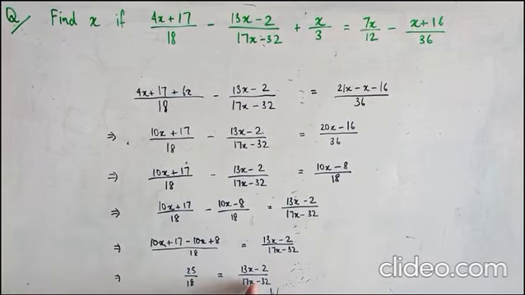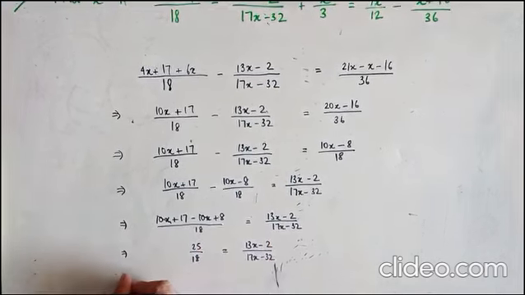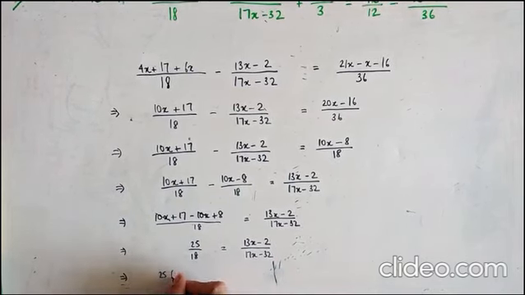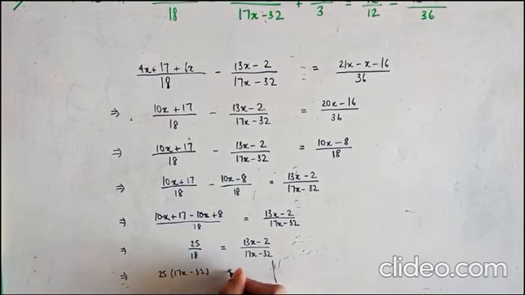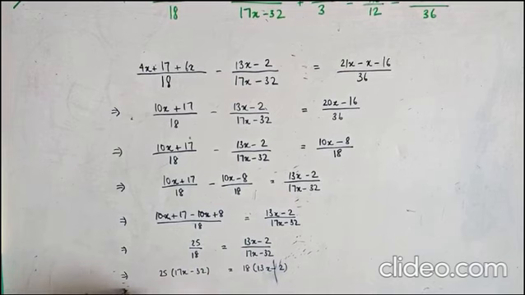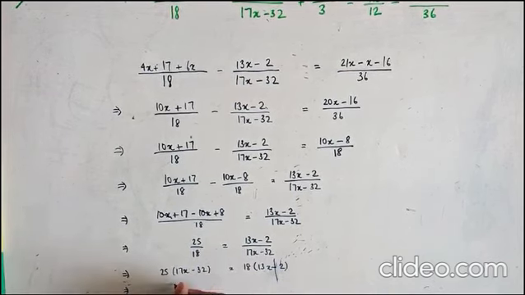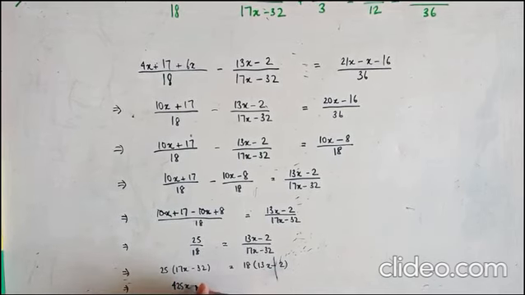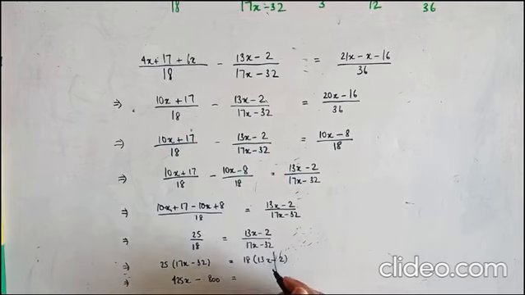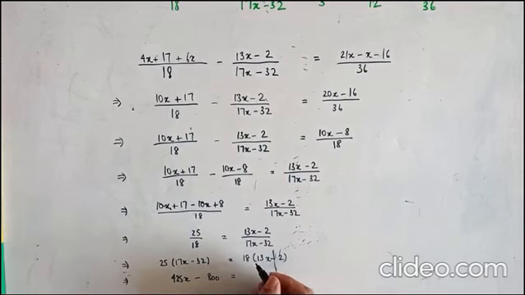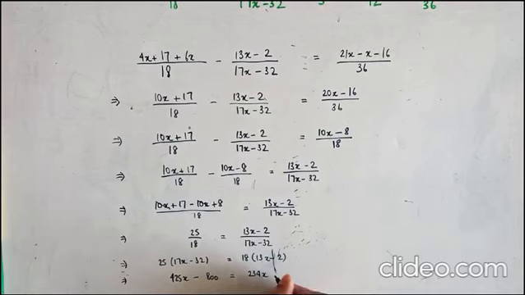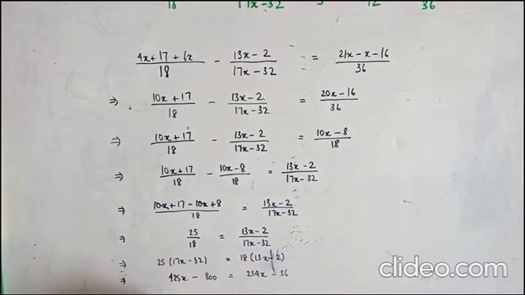Now we simplify this, we bring this side and this to the other side. What does that give us, kids? 25 into (17x - 32) is equal to 18 into (13x - 2), right? So 25 into 17, you can have it worked out, it will come to 425x. 32 into 25 will be 800. 18 into 13, that will be how much? 180 plus 54, so that will be 234x minus 36.